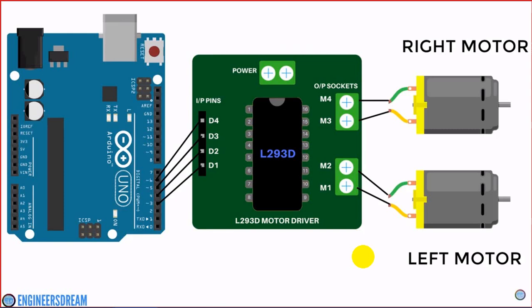Now, as I explained earlier, if you want to move the motor forward, then the condition for that is high, low. So, if I want to move the left motor forward, then I will write high on pin number 3 and low on pin number 4. Similarly, if suppose I want to move the right motor backward, then I will write low on pin number 5 and high on pin number 6.